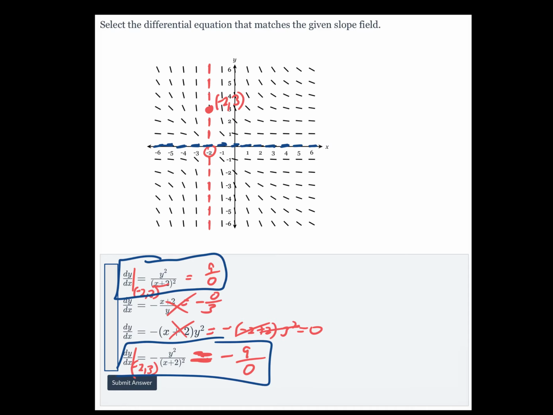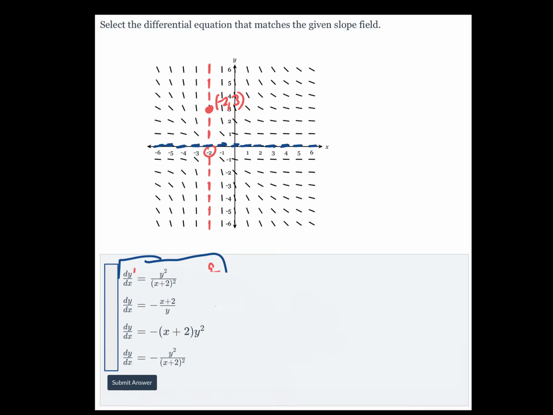So let's take another test point, see what happens. I shall erase this like I did before. And we know it's either the first or the last. So let's get rid of the middle ones there, and I'm going to take another test point. Let's do one on the blue line. Let's do 0 comma 0, the origin. I know that at 0 comma 0 we have to have a 0 slope. So let's see what happens here.